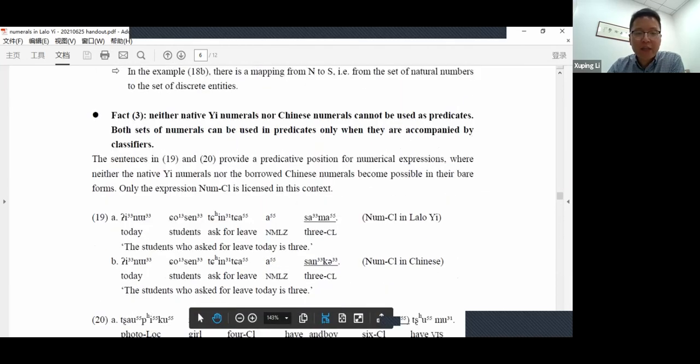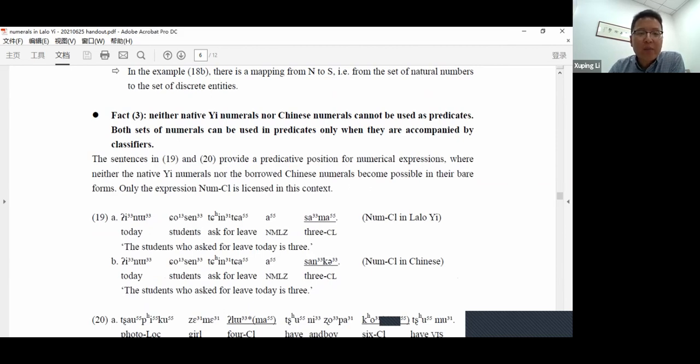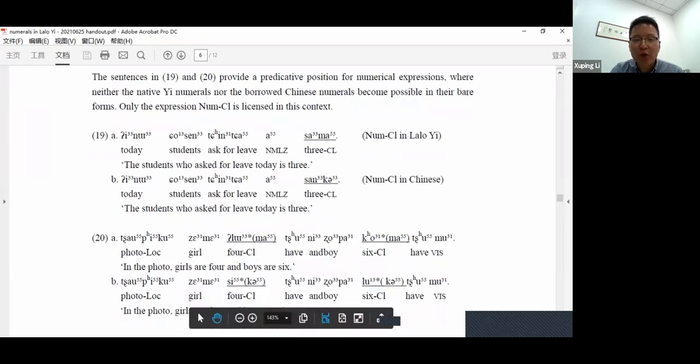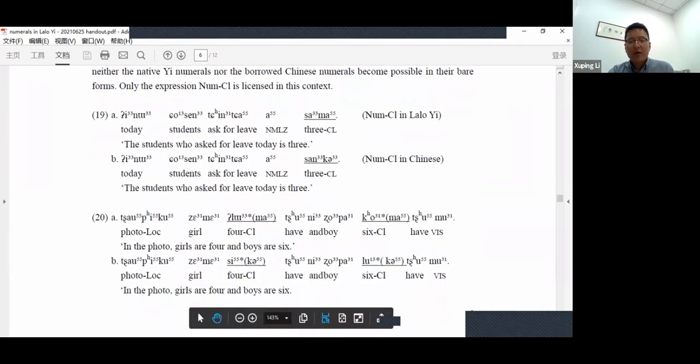And the third context is the predicative position. Neither the Mandarin numerals nor the Yi numerals can be used in their bare forms. If they want to be a predicate, they must rely on a classifier. So you can use either Sama or Sanga. The students who asked for leave today is 3 classifier. This kind of expression applies to both Mandarin Chinese numerals and the native ones, and the classifier cannot be omitted.